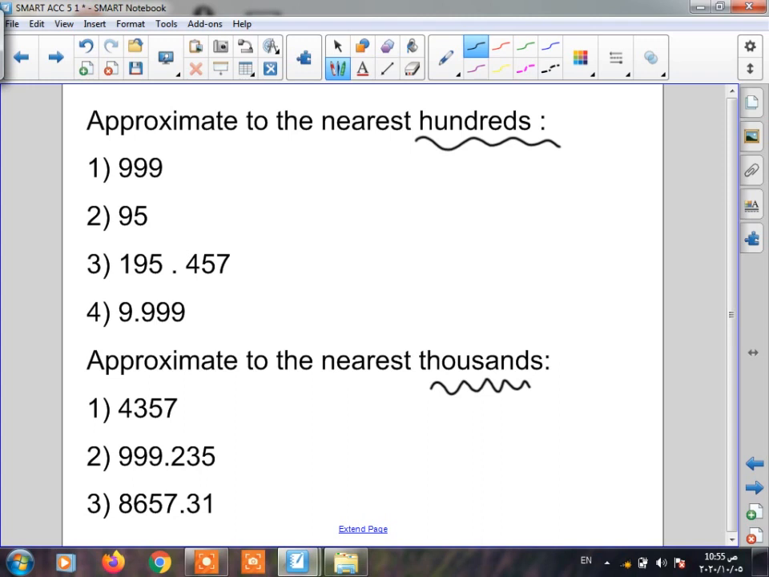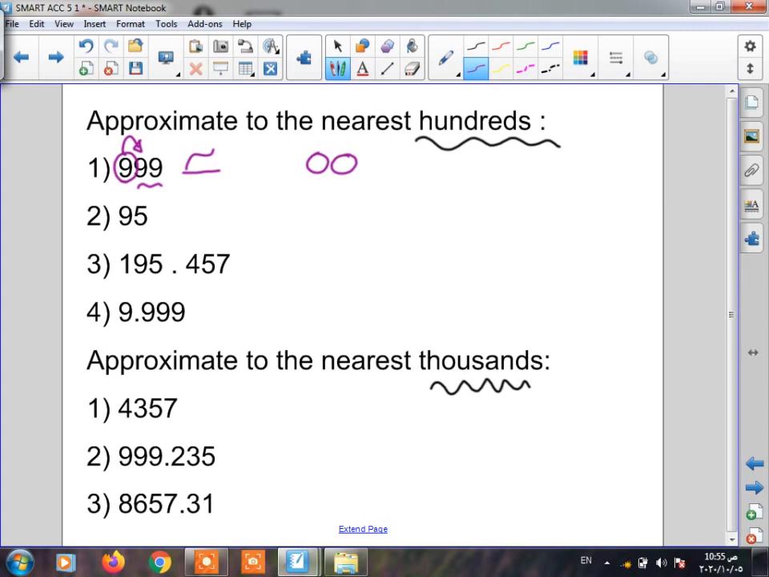Here in the first example, approximate to the nearest hundred, I'll circle the hundreds digit. As we took in Junior 1, 2 and 3, this is units, tens, hundreds, so I'll circle the hundreds digit. What about the digits before it? How many digits do I have? 2 digits. I'll change these 2 digits into 20. But 999, what can I do next? I look at the previous digit.